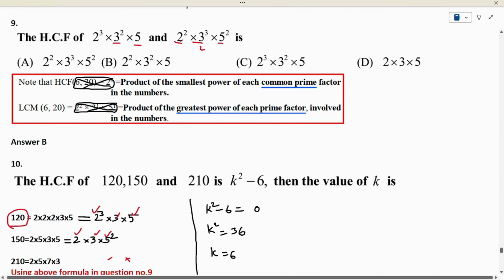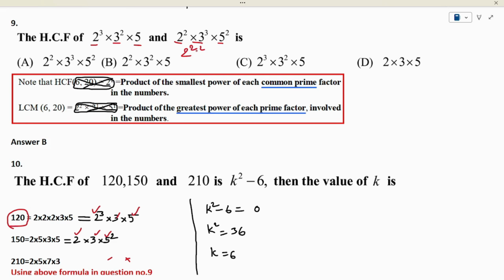See the question number 9. The HCF of 2 cubed into 3 square into 5 and 2 square into 3 cube into 5 square. We know that to find out the HCF, we need to write the factors which have the least power. See here, we have 2 here, we have 2 here. Both are common for both numbers. So, I can write 2. But which power I need to take? In the calculation of HCF, always we need to take least powered number. So, 2 square is the least power.